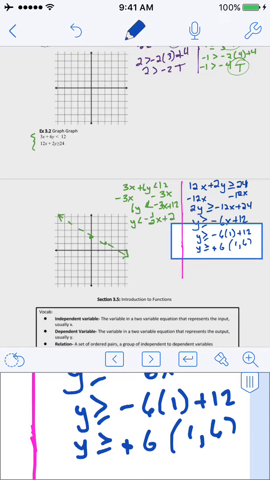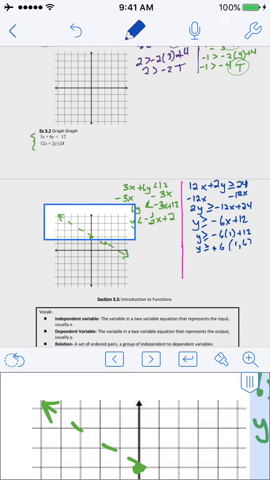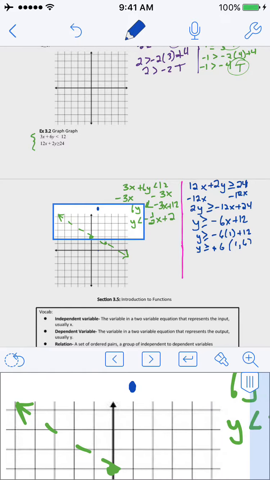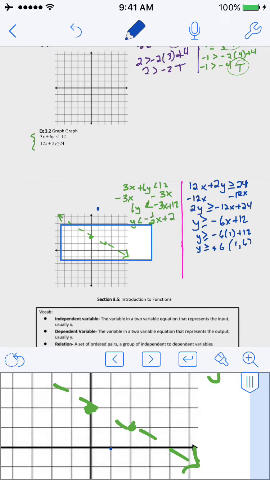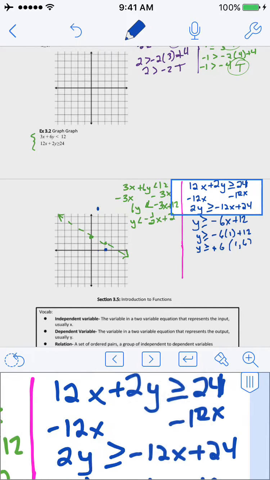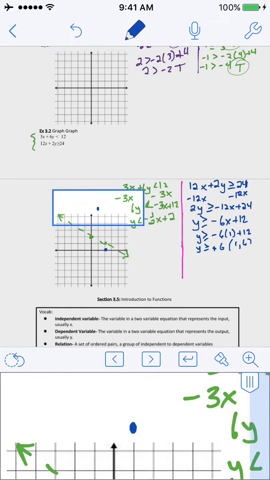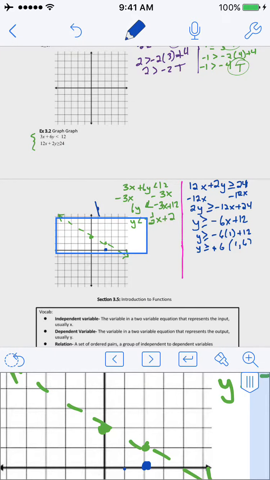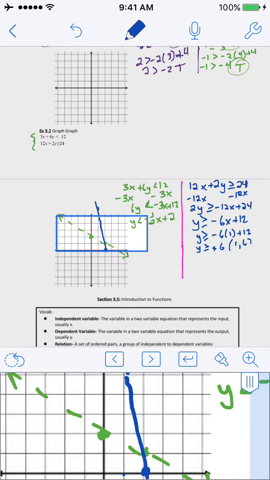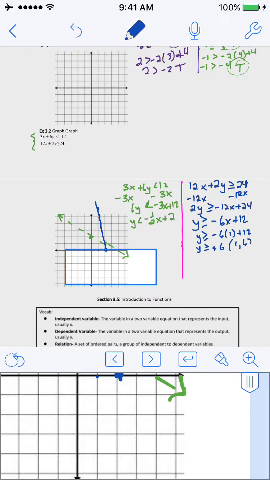1 comma 6. So I can go up to 1 comma 6, right? So out 1 and up to 6, which would be right about there. And then I can go down 6 and over 1. So down 6 and over 1 puts me right about there. And since this is greater than or equal to, I need to draw a solid line, all the way down.